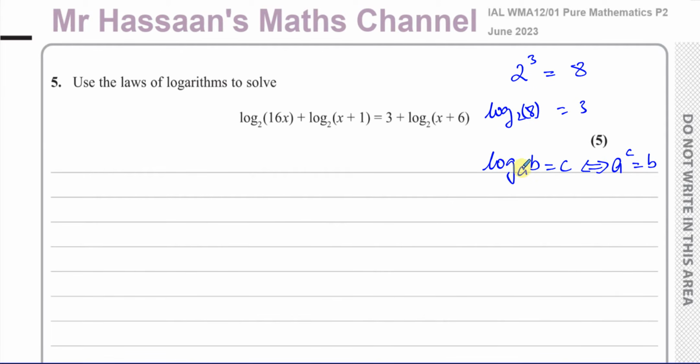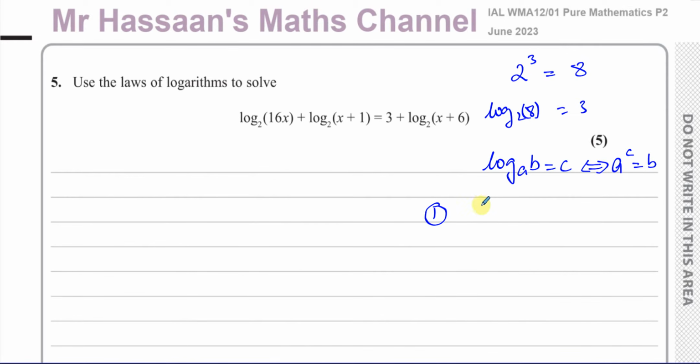So you can rewrite something in log form in index form, and you can rewrite something in index form in log form using this idea. Okay, so that's the first thing. Secondly, there are certain laws of logarithms.